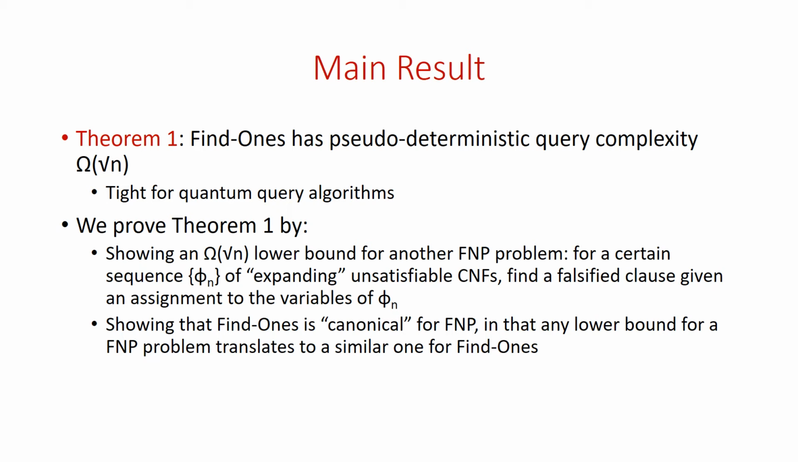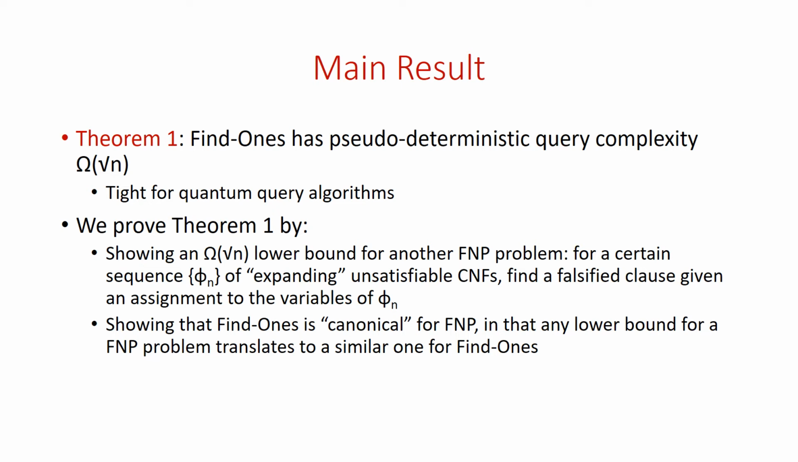And this FNP problem that we show a lower bound for is, for a certain sequence phi n of unsatisfiable CNFs that are expanding in a certain sense. Random CNFs work here, so this sequence doesn't need to be explicit. The problem is to find a falsified clause given an assignment of the variables of phi n. For each n, phi n has n variables and a linear number of clauses, and has the property that every assignment falsifies a constant fraction of clauses.